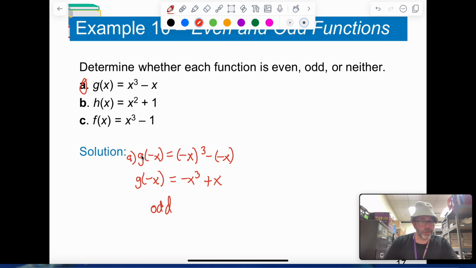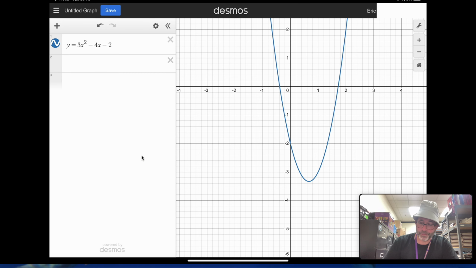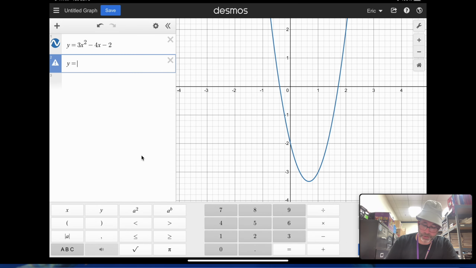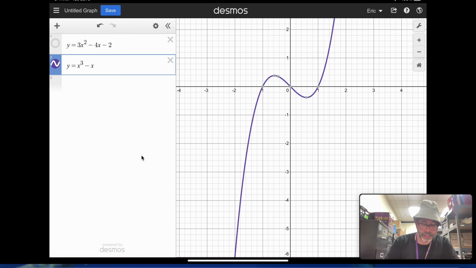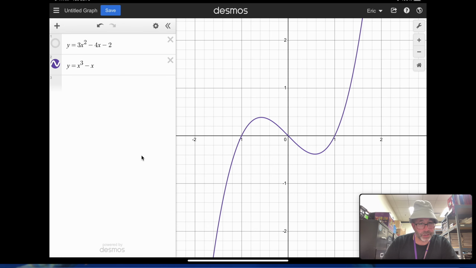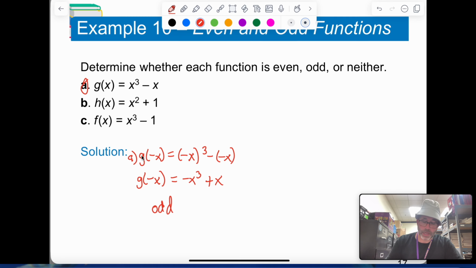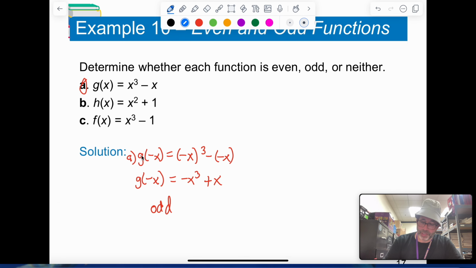Let me show you what that graph looks like. Y equals x raised to the third minus x. And you can see that there is that symmetry with respect to the origin in this picture. What we see on the left side of this equation is the same as what we see on the right side. It's just been reflected. Let's go ahead and try B.